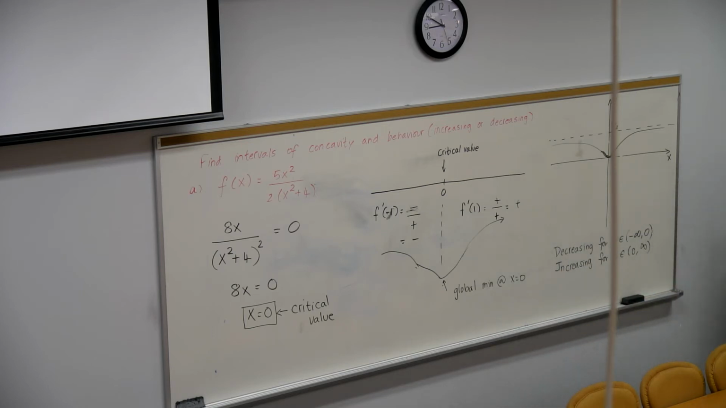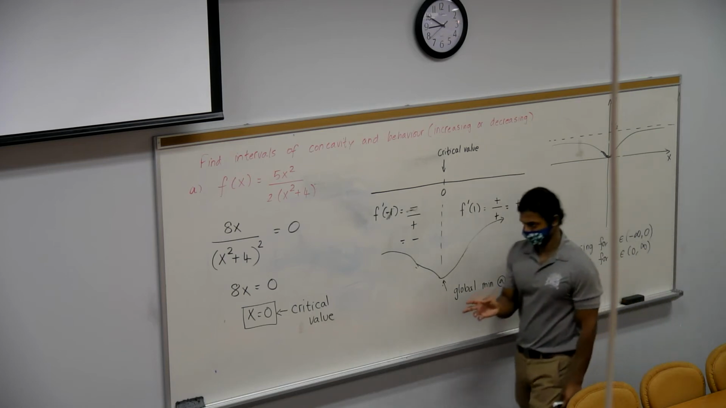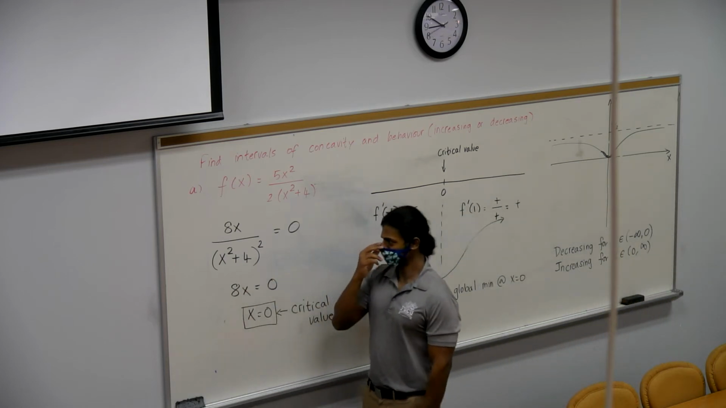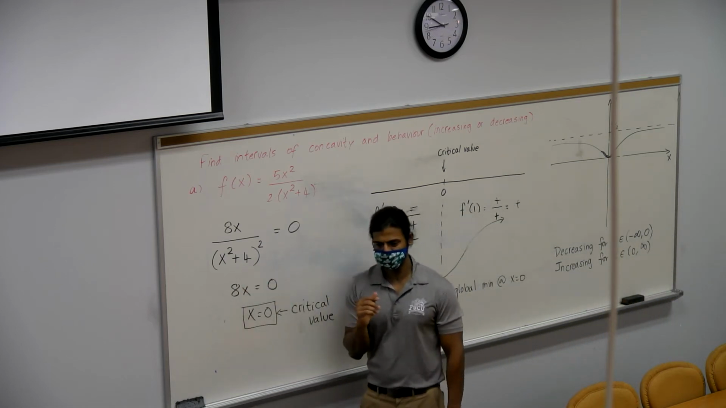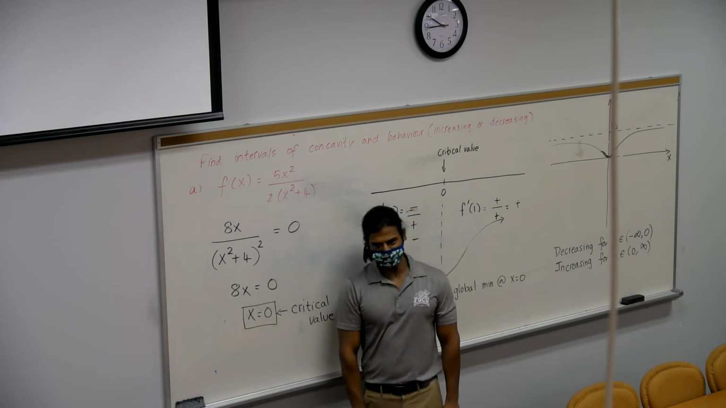Now we have to determine concavity. How do we usually determine concavity? Find the second derivative, set it equal to 0, and solve for x. Look at the first derivative. That's what we have. Imagine taking the derivative of that.